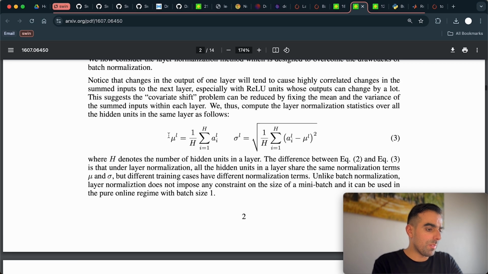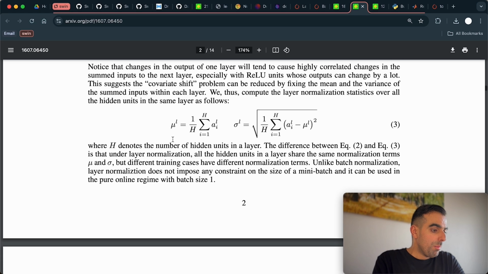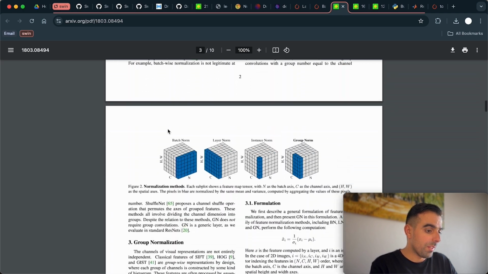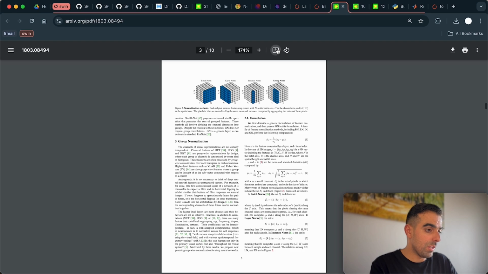In layer normalization, mu and sigma are computed differently. Mu will be the result of the summation over all a_i, from 1 to H. H denotes the number of hidden units in the layer. So we are normalizing by the number of the hidden units in the layer. There is a great visualization for batch and layer normalization here.